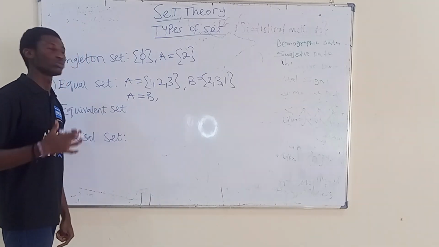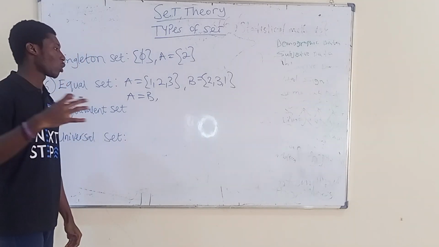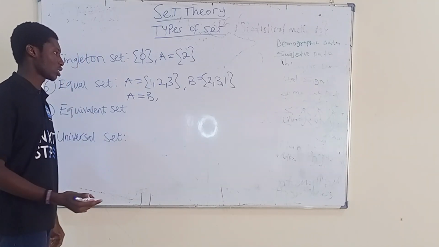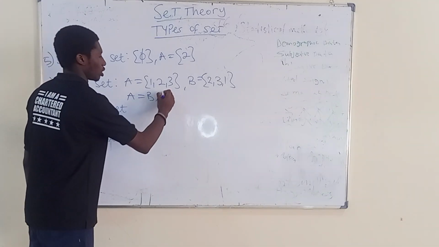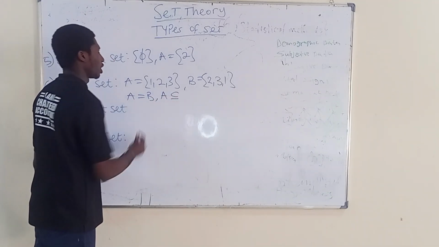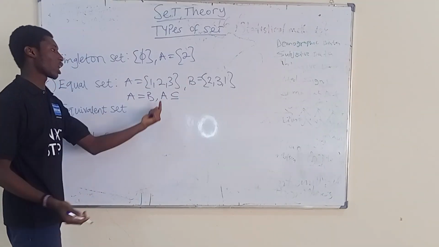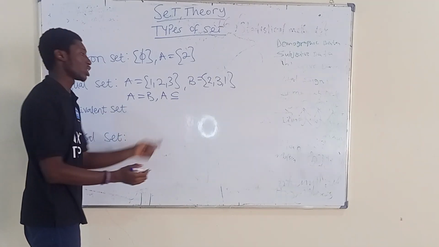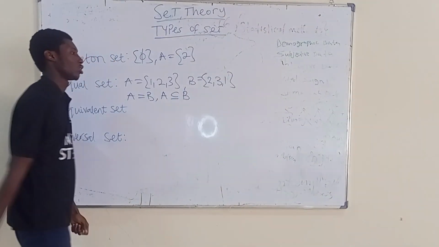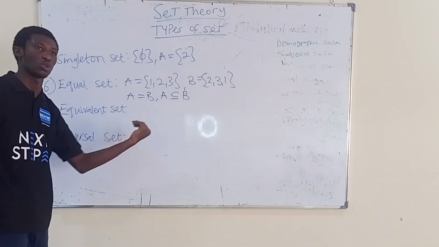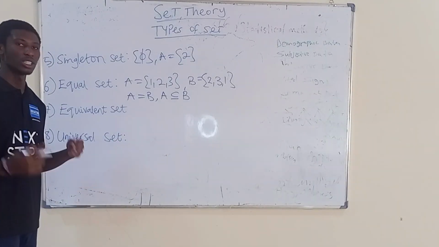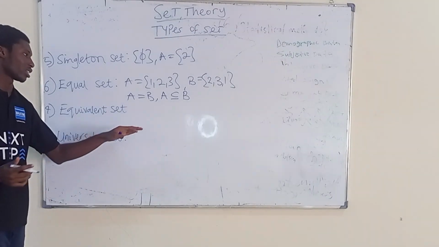Now, if you recall from the subset, when we spoke of proper and improper subsets, when we use this sign, it means two sets are the same. So we can also say A is a subset of B, or you can also say B is a subset of A.